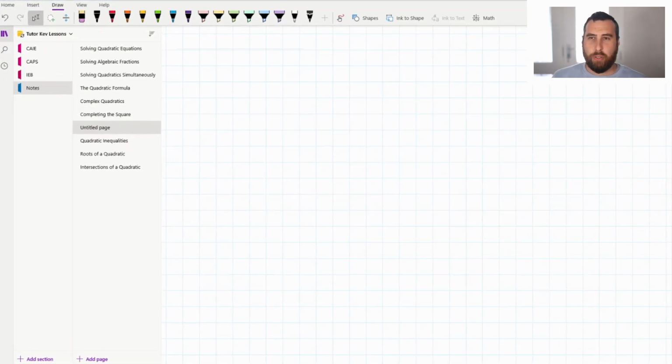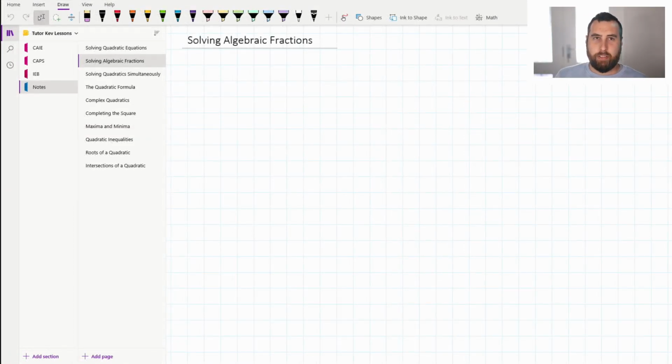So what are algebraic fractions? Algebraic fractions are just like your normal fractions, except there are algebraic variables within the fraction. So think of x's, y's, all of that sort of stuff. But where it filters into quadratics is when you're manipulating your algebraic fraction, it ends up becoming a quadratic when you're trying to solve the equation. So let's take a look at some examples of this.